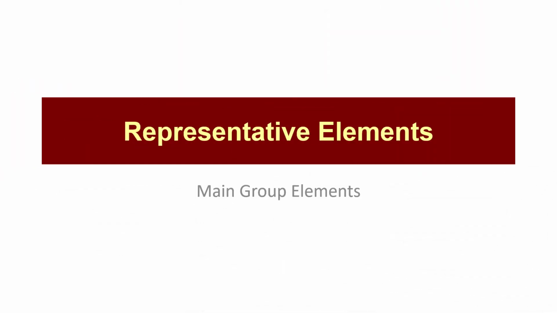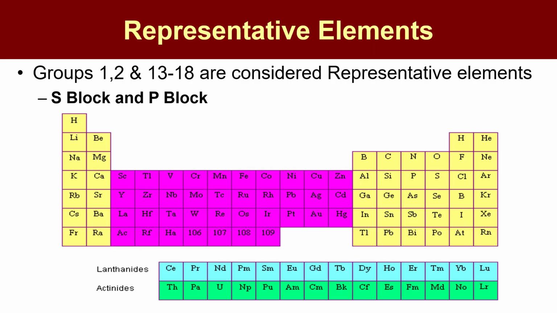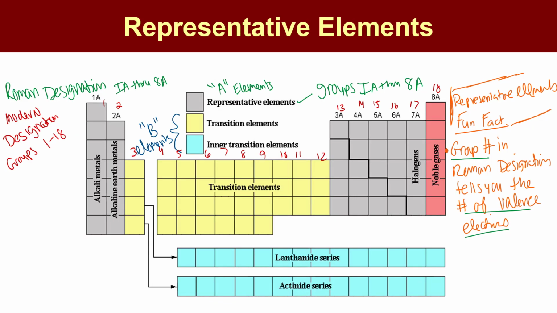It wouldn't be a video about the periodic table if I did not include your representative elements. Representative elements are essentially your S block and your P block elements. They are groups 1 and 2 and 13 through 18 that we see here in yellow. If you are going old school with the Roman numeral designation, it is your A elements. They are groups 1A, 2A, and then 3A through 8A that you guys can see over here. Now, remember, the notable fact is that if you are doing Roman numeral designation, the number of the group tells you how many valence electrons you have. That might be handy on an SAT2 or an AP.